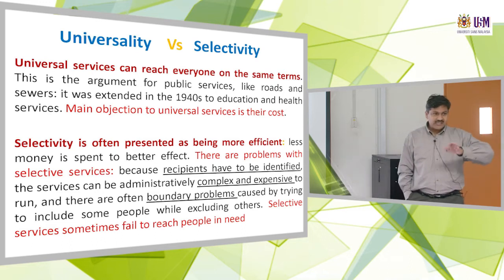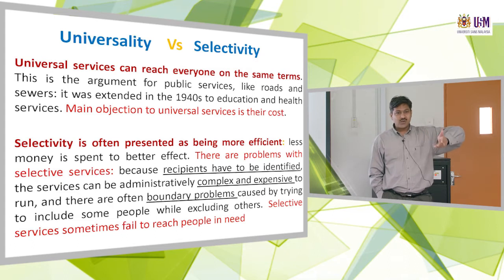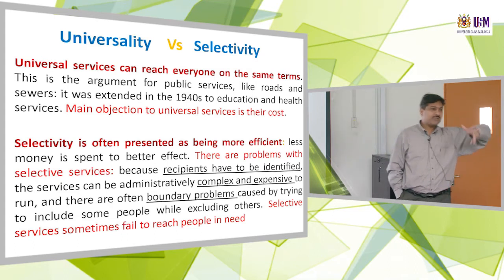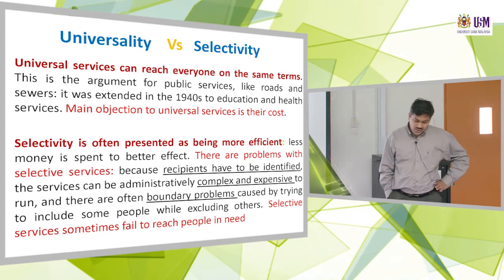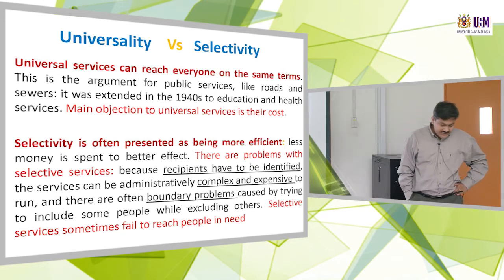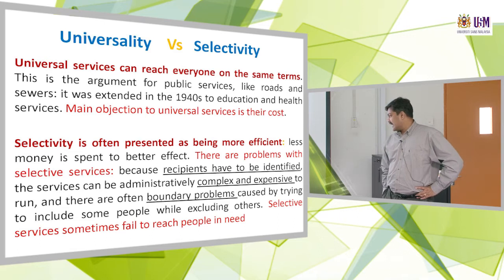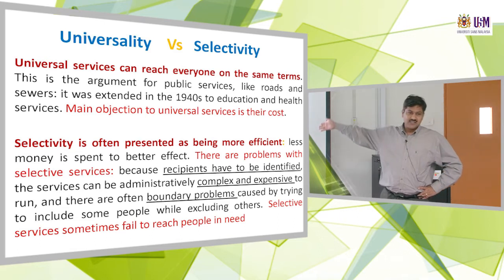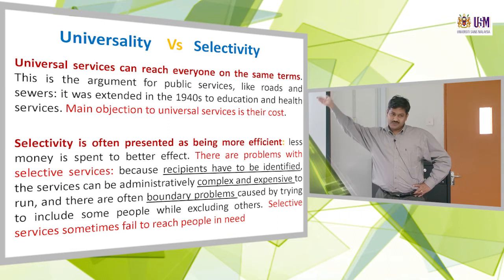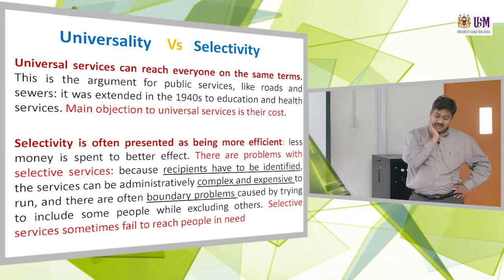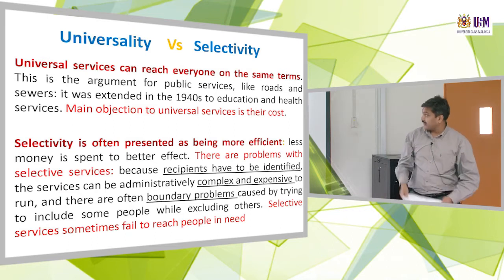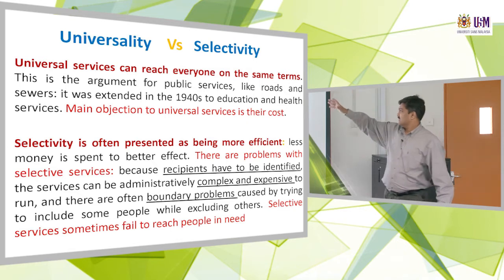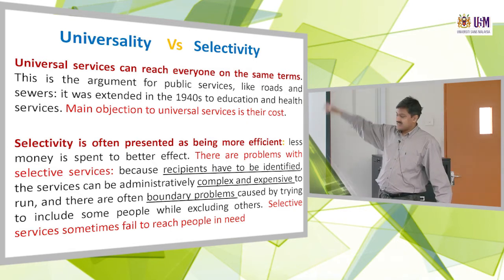Then there are boundary issues. This year you fall under this, but next year you get a job, yet your name is still there. All this duplication and replication, the boundary issues caused by trying to include some people while excluding others. Selective services also fail to reach some people in dire need. So there are a lot of arguments against selectivity. Universality and selectivity are another concept that helps us, whether it is a residual welfare or institutional redistributive model. Policies try to use one of these in their reach.